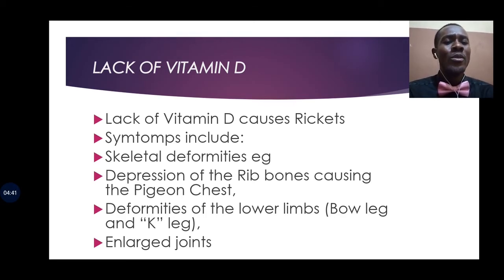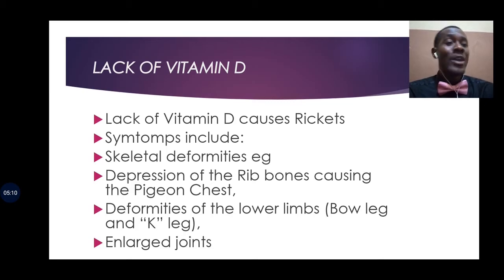Depression of the rib bones, causing what is known as the pigeon chest. Now, in this particular symptom, the rib bones are so soft that they cannot be strong enough to carry the weight of the chest region. And as a result, it is depressed inside. The pressure makes it inward in appearance, and it will not take the normal shape of the chest of a human being.